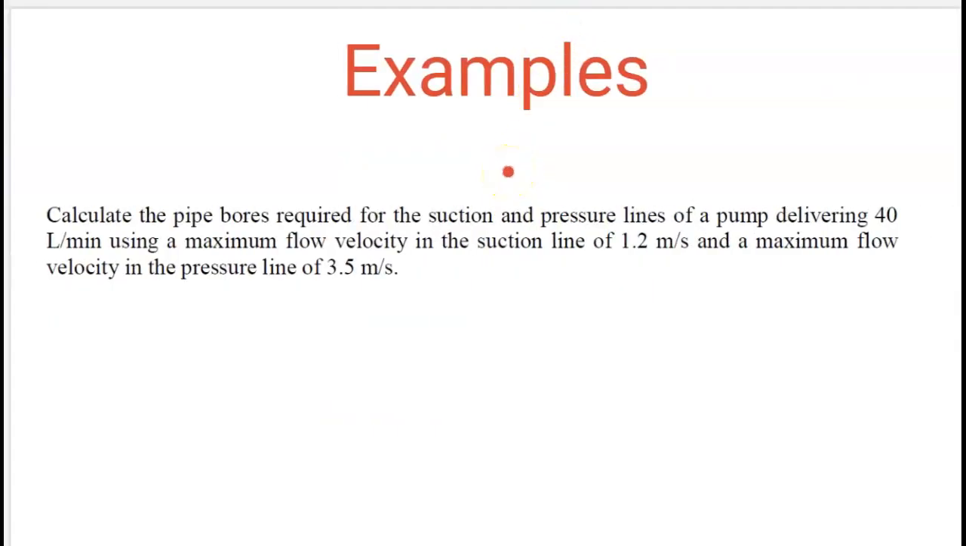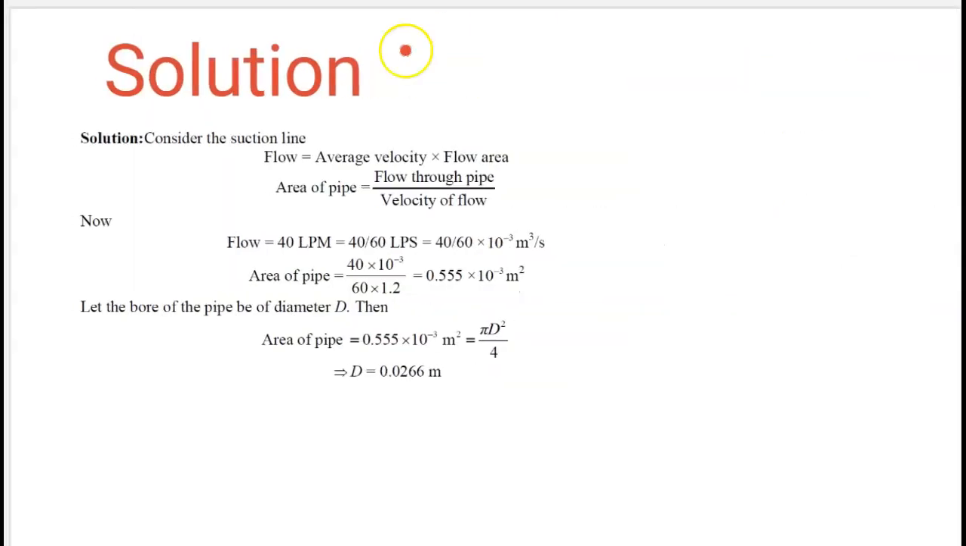Now we will do one numerical question. The question is about calculating the pipe bore required for the suction and the pressure line of a pump delivering 40 liters per minute, using a maximum flow velocity in the suction line of 1.2 meters per second and maximum flow velocity in the pressure line of 3.5. So we need to find the bore. Okay, let's have a look at the solution.